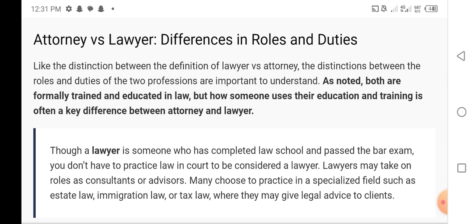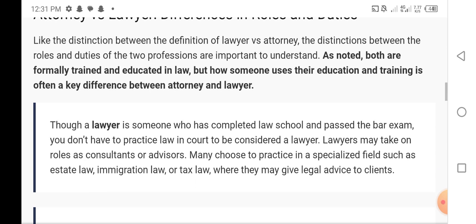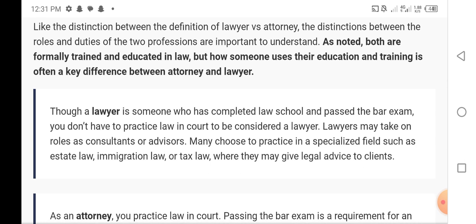Attorney versus a lawyer, the differences in roles and duties. Like the distinction between the definitions of lawyer versus attorney, the distinction between the roles and duties of the two professions is important to understand. As noted, both are formally trained and educated in law, but how someone uses their education and training is often a key difference between an attorney and a lawyer.